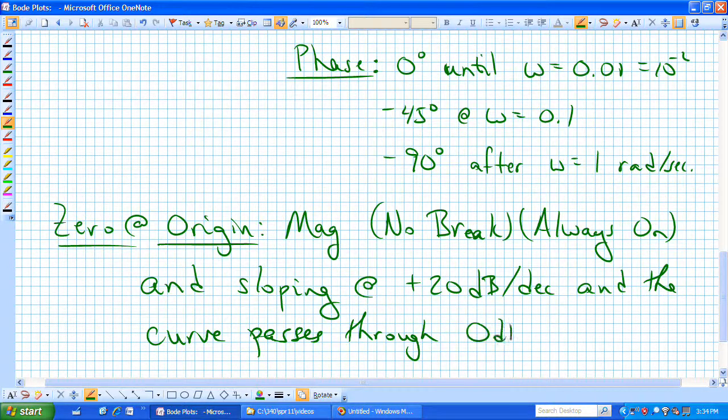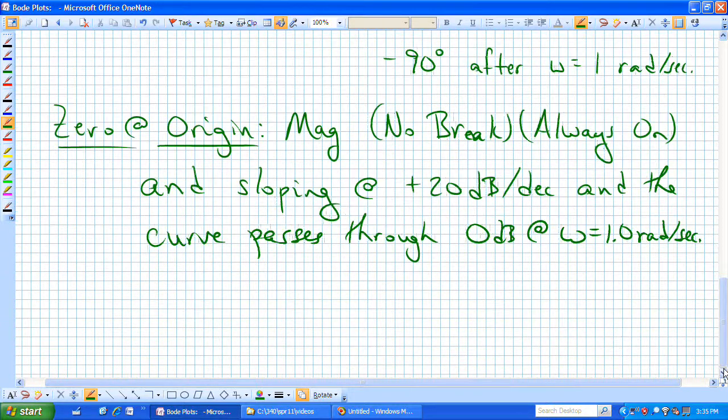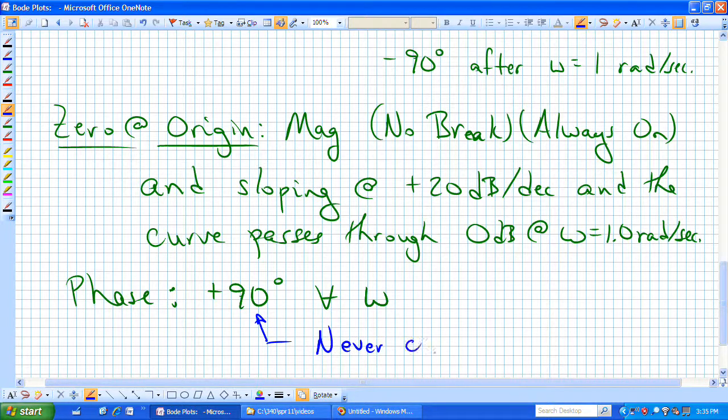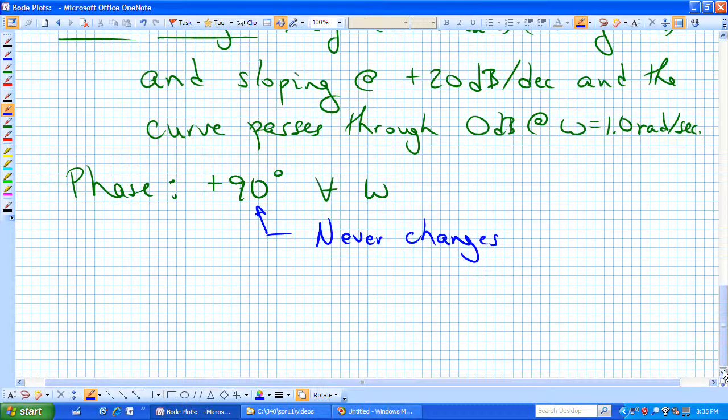It's going to pass through 0 dB at omega equal 1 radian per second. Again, it's always sloping, it's going up, so below omega equal 1 it's below 0 dB, and after omega equal 1 it's above 0 dB, but it's always sloping at plus 20 dB per decade. Its phase, like its magnitude, never changes, but because it's upstairs and it's a 0, it's going to give us 90 degrees for all frequencies, and that 90 degrees never changes because it is located at the origin.